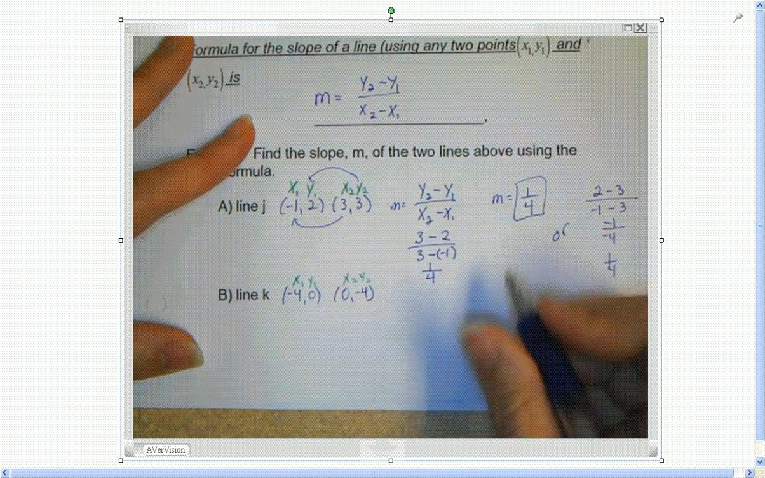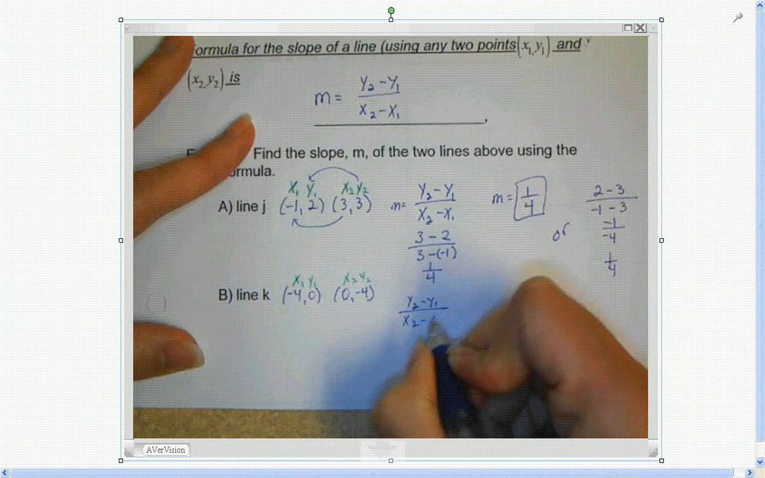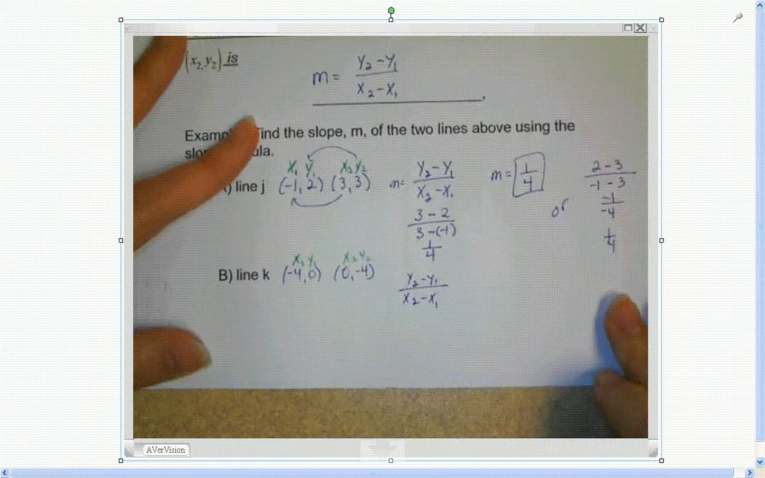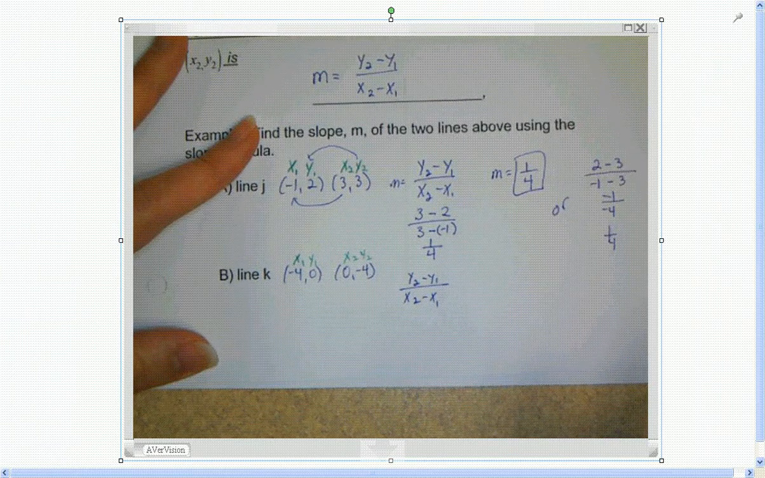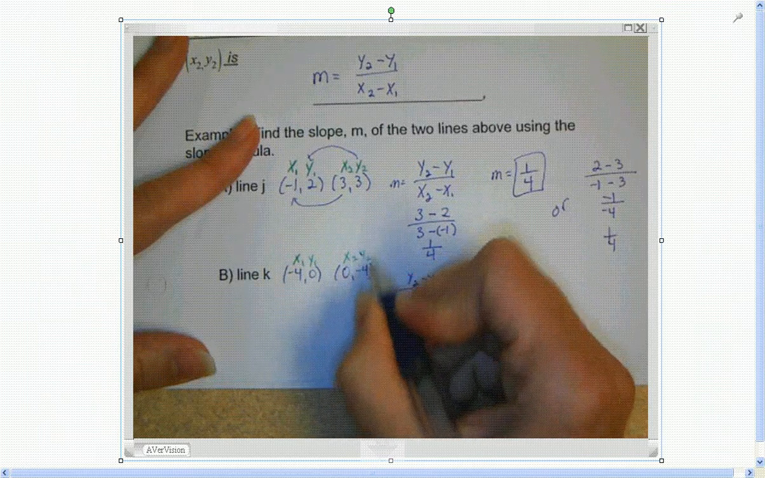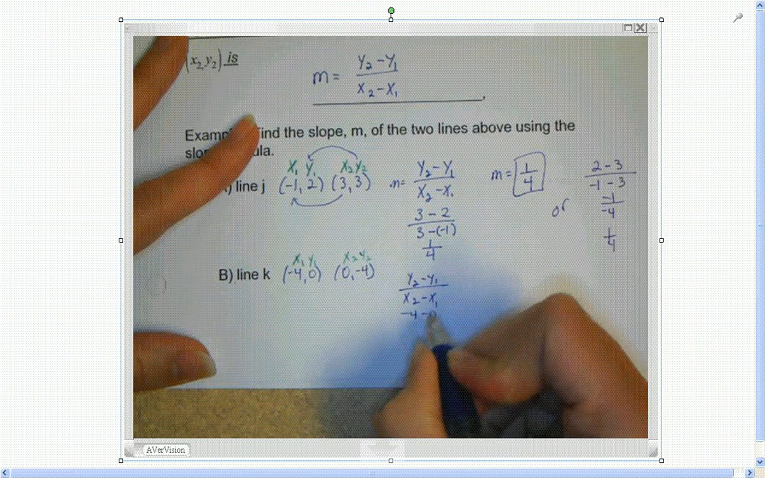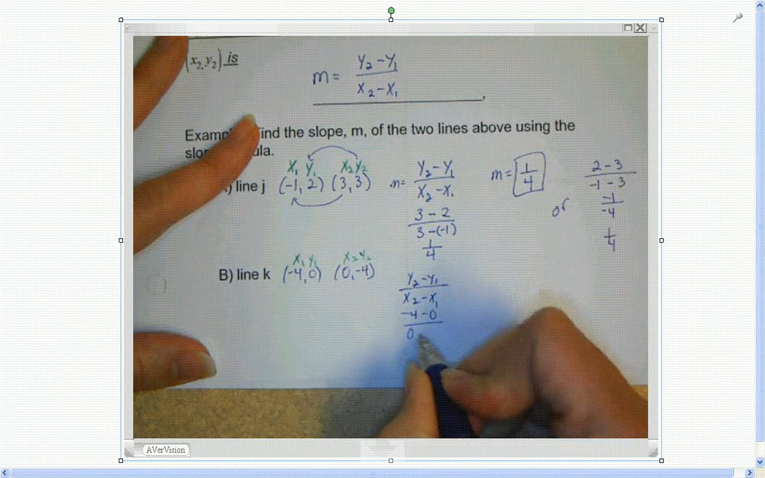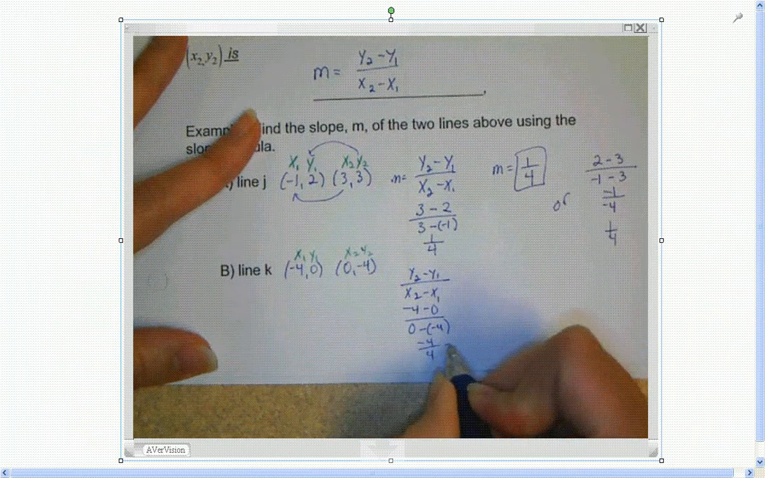So here's our formula for slope. Yes, I expect you to have this memorized. y2 minus y1 over x2 minus x1. And so I go y2. Now remember, y's go together, x's go together. Negative 4 minus 0 over 0 minus a negative 4. So negative 4 over 4 equals a negative 1.